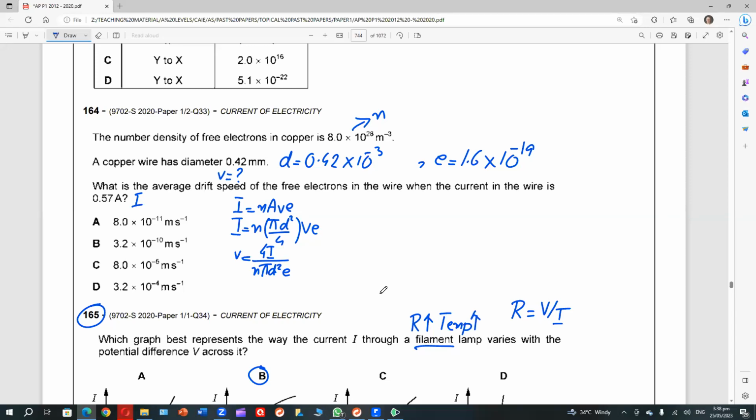Sorry, what did you get? D. You have double checked that calculation, right? Because I'm marking it. Yes. Good.